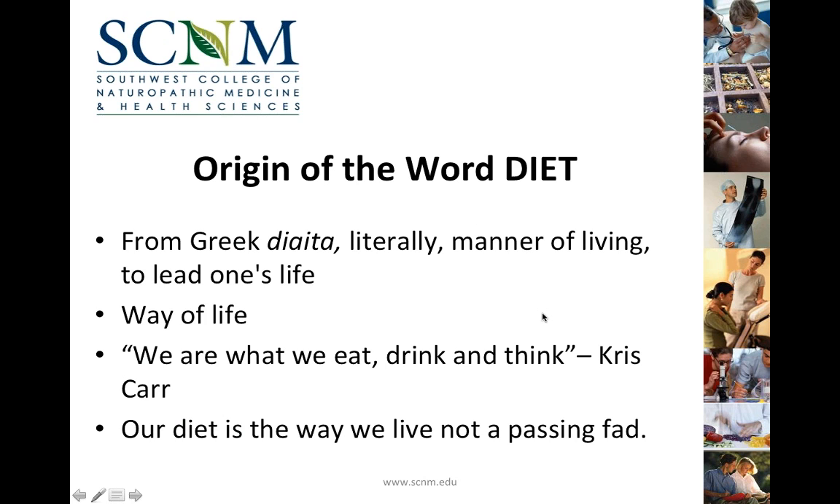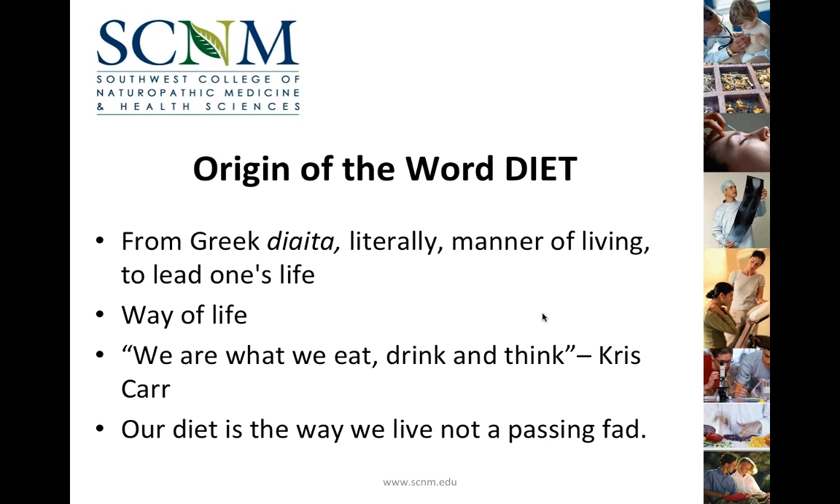Okay, so this is where the other side of the story from naturopathic medicine comes in. The word diet comes from the Greek term dietetia, and it literally means way of life. It's the way that we live. So what you start to see here is that the way that we think about diets and dieting in this country is totally skewed. We think about a diet as temporary. Naturopathic medicine thinks of a diet as the way we live our lives day after day.